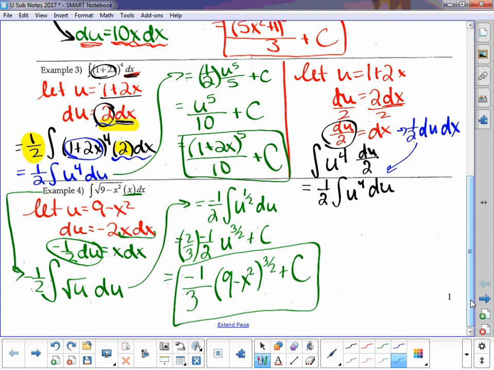Do we agree with the green? Any questions? Feeling good? Suspicious? So again, here I did the method where we solved for the x dx since that's what we already had.